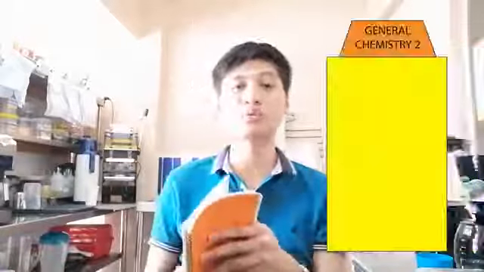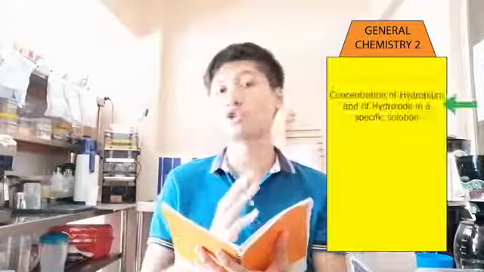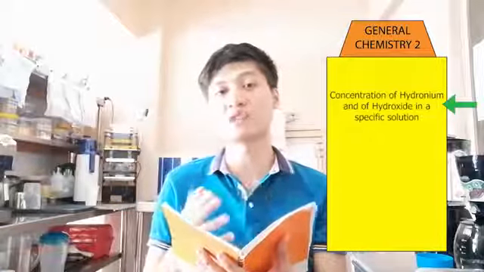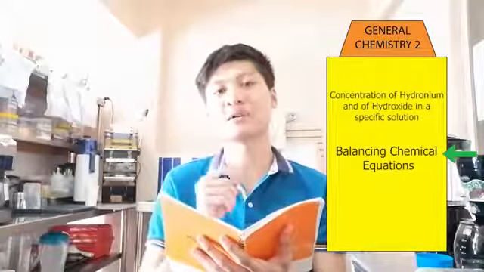But if you guys have this subject, it is totally fun for you to learn, and it's really interesting. Okay, so the lessons here in General Chemistry 2 that would only use mathematics will include determining the concentration of hydronium and the concentration of hydroxide in a specific solution, and also in balancing chemical equations.